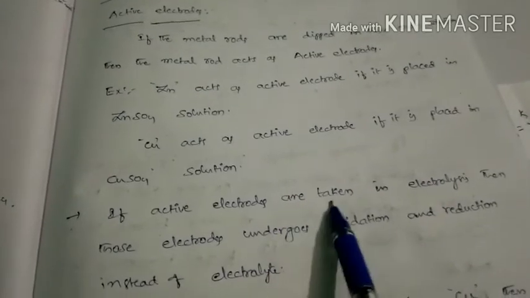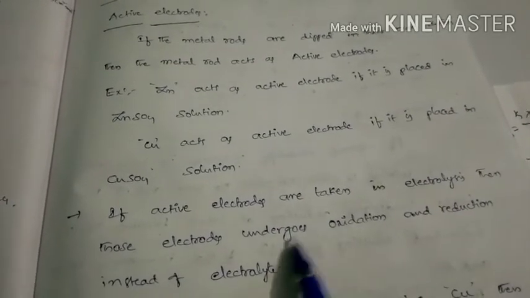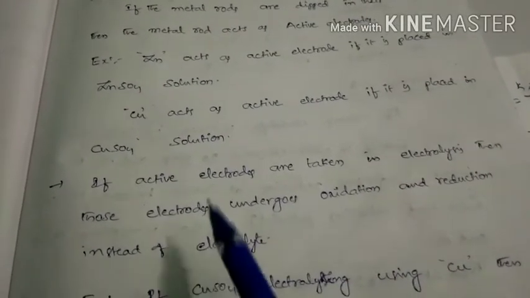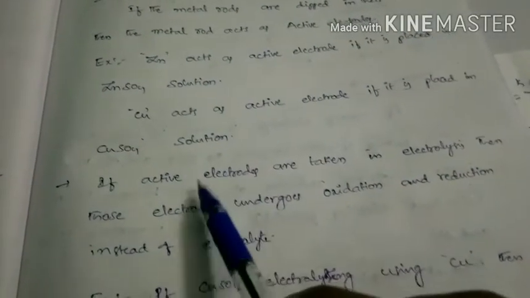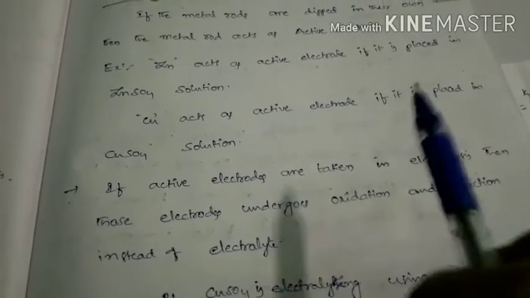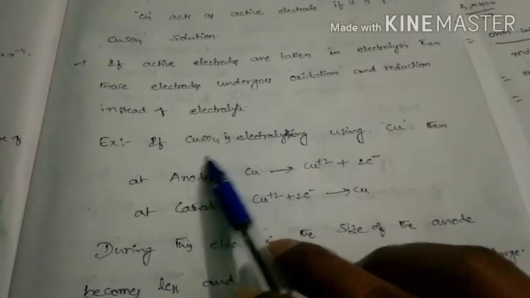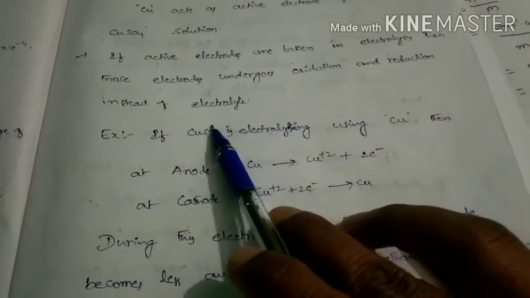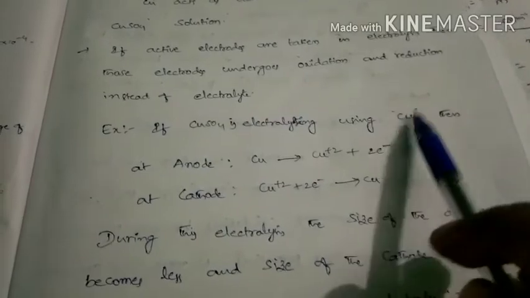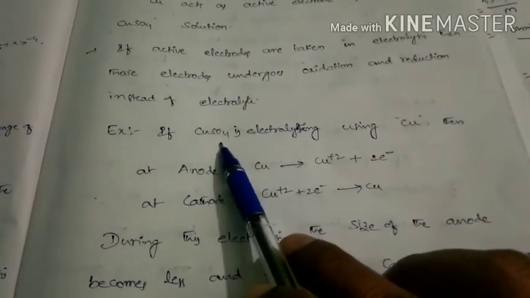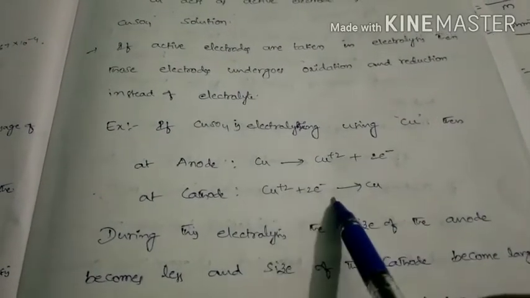Next, one more point. If active electrodes are taken in electrolysis, then those electrodes undergo oxidation and reduction instead of the electrolyte. For example, if CuSO4 is electrolyzed, that means this is the electrolyte, using copper electrodes, then the reactions are like this. Because if copper is dipped in CuSO4 solution, then copper undergoes oxidation and copper undergoes reduction.